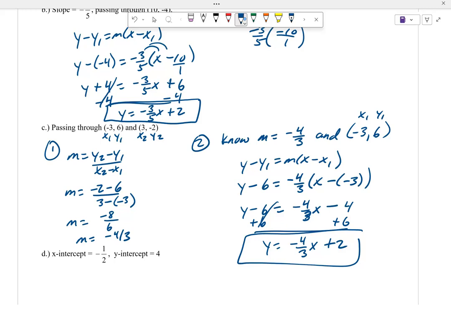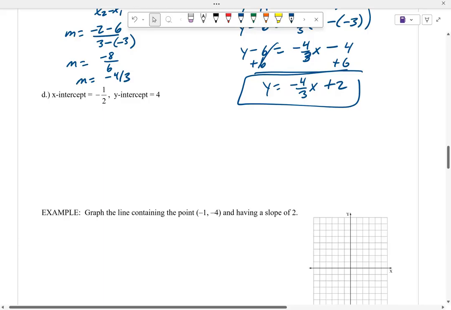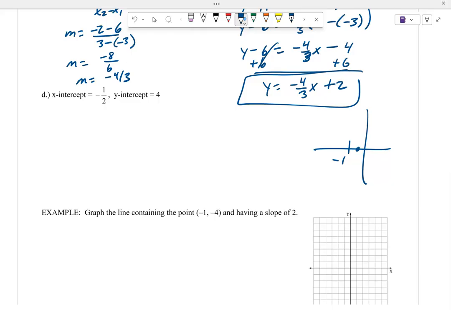We have an x-intercept and a y-intercept given. Well, if I have an x-intercept of negative 1/2, here's negative 1, but my x-intercept's right there, negative 1/2. That's the point negative 1/2, 0. If I have a y-intercept of 4, that's the point 0, 4. So I really have been given 2 points here. And we can go ahead and do the same thing.